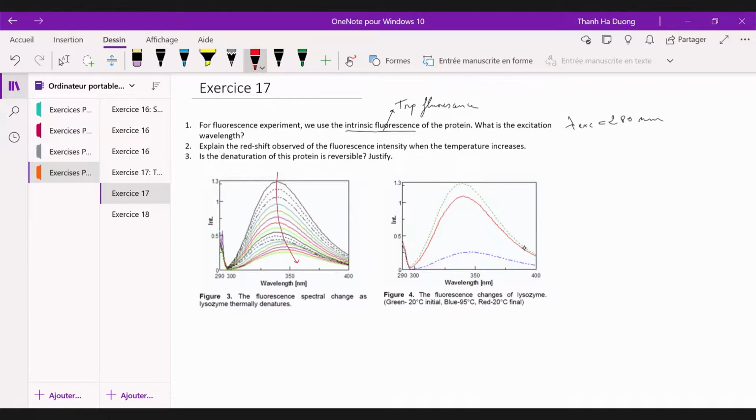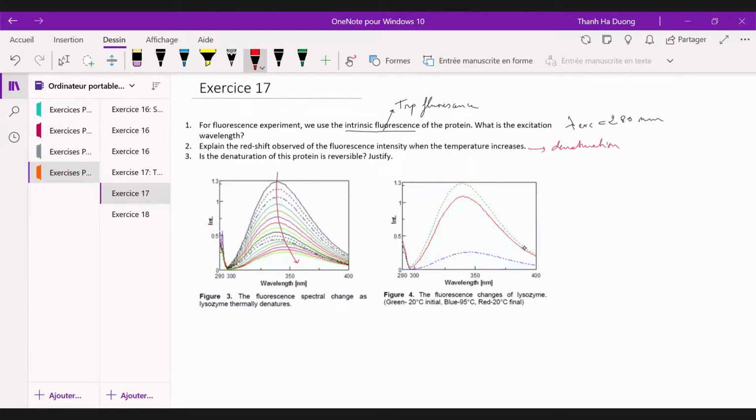Okay. After that, we have the redshift because we have a denaturation of the proteins, and the tryptophan, which is localized inside the proteins in the native form, will be exposed to the water, so its environment will become more and more polar. So that's why we have the redshift.